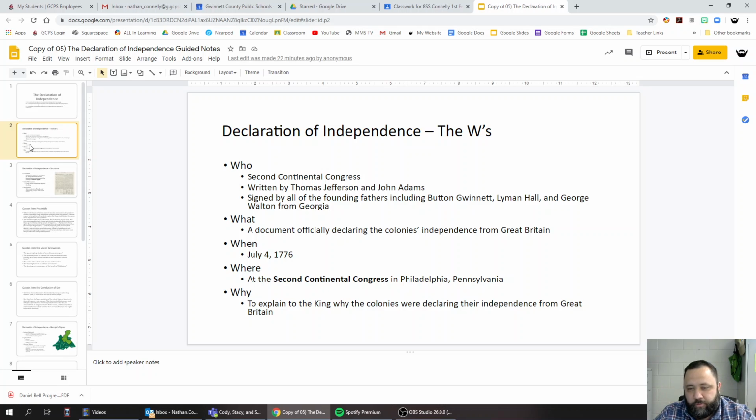All right. So the First Continental Congress had sent peace overtures to Great Britain and the King. That had gone away. Then they formed a Second Continental Congress, this time involving delegates from all 13 of the colonies. And the reason they were doing it was pretty straightforward. They were explaining to the king why, at this point in time, they were going to declare their independence.